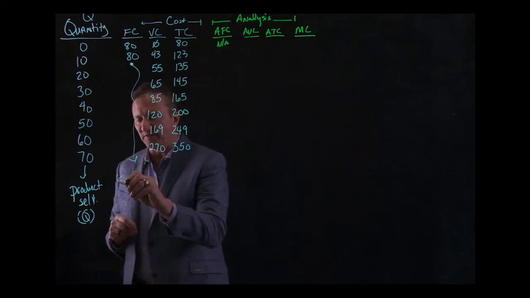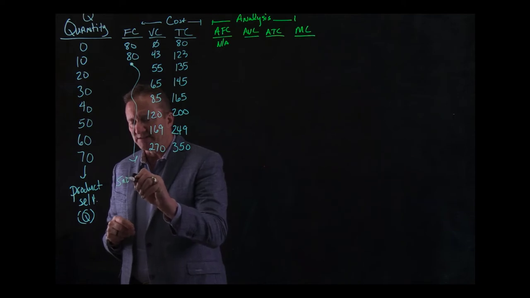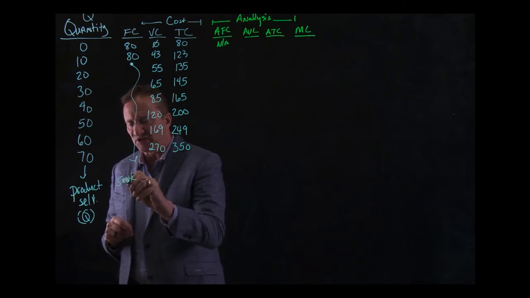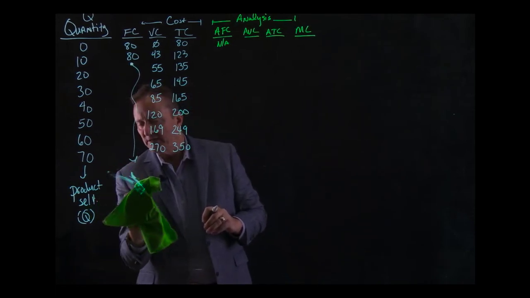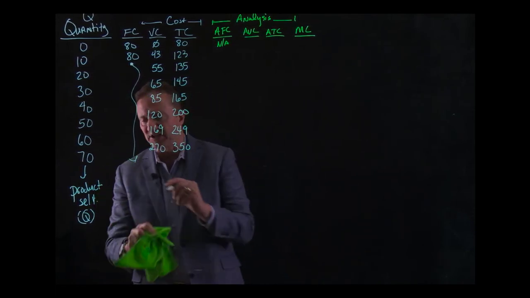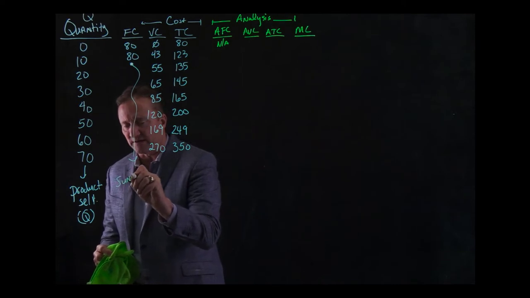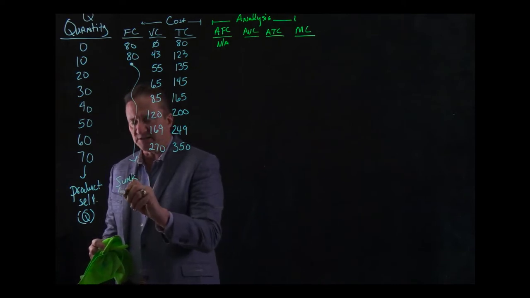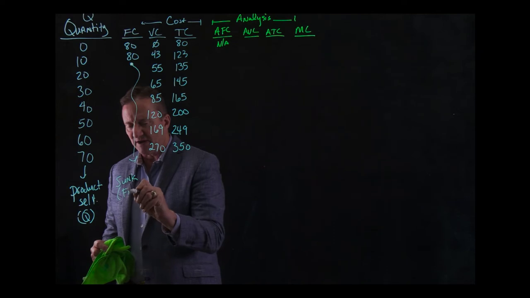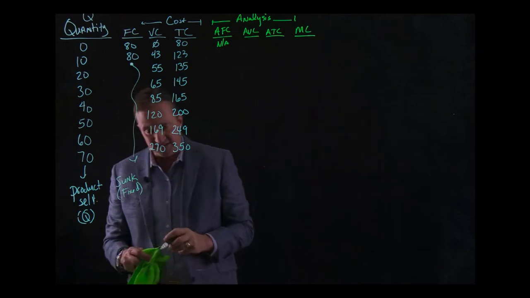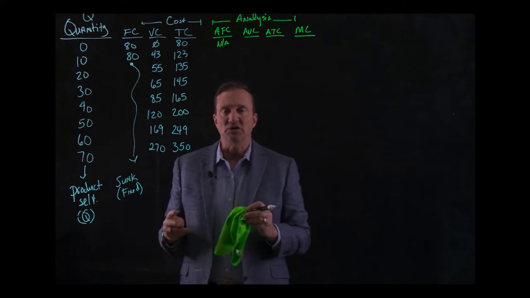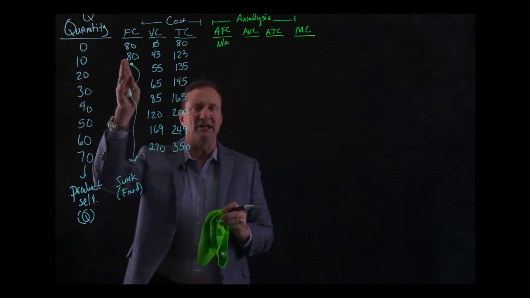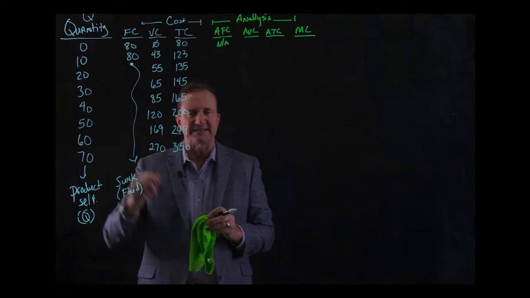Now, another word for fixed cost to be aware of is a sunk cost. That didn't write very well here. Let's do it again. This is called a sunk cost. S-U-N-K. Now, sunk cost is just another word telling us that this is fixed. Sunk costs really do not matter to us. Once we decide to produce, it's $80. If you produce all the way to 60, it's $80.